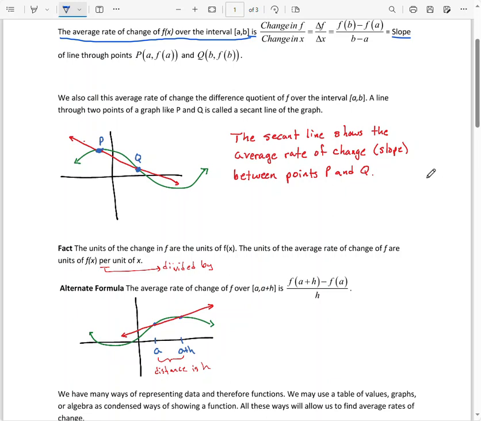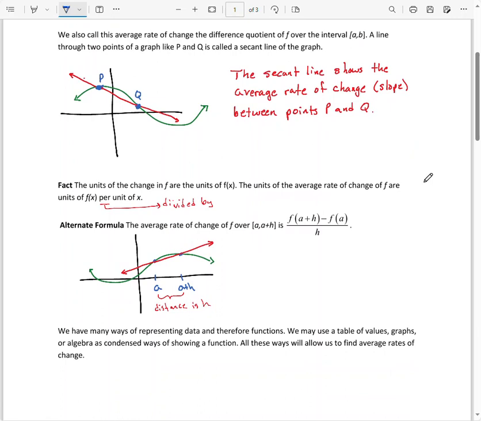The units of change in f are the units of f of x. The units of the average rate of change of f are units of f of x per unit of x. So if I have a function of cost of x items, my average rate of change, ROC, would be dollars per item. Cost is the y value, x is the number of items. Cost is in dollars in this example, and I didn't tell you that. So cost per item. Average rate of change, we'll use the units that you found from the beginning.